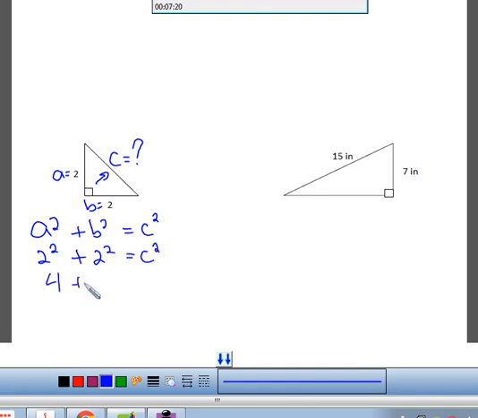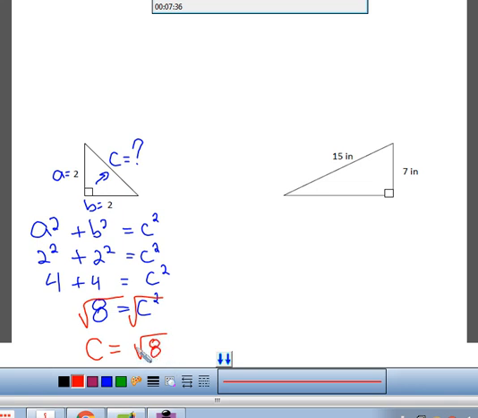So 4 plus 4 equals C squared. 4 plus 4 is 8. Now that is not the final answer. Final answer is the square root of that. And it's not a perfect square. So C equals, we can leave it the square root of 8 as an answer sometimes.